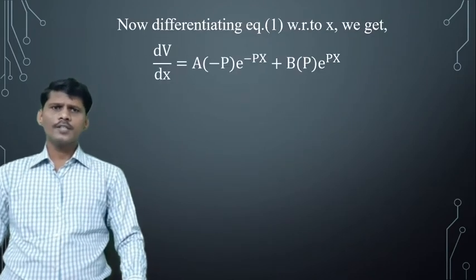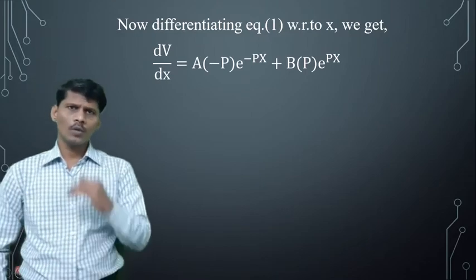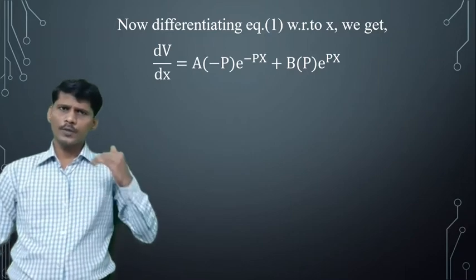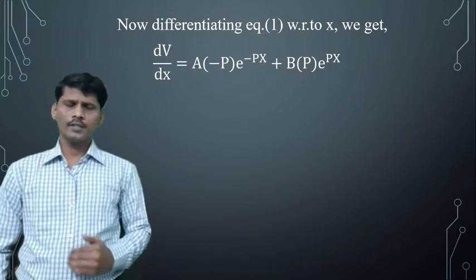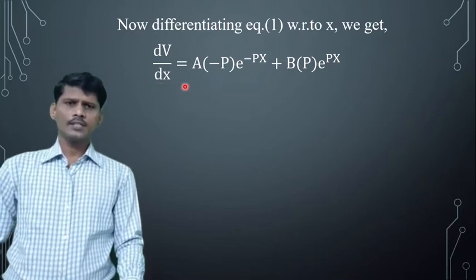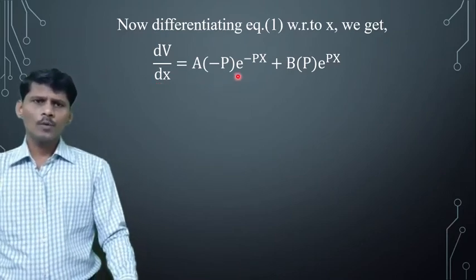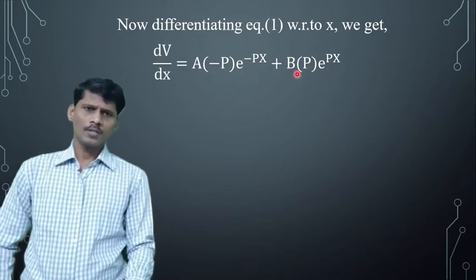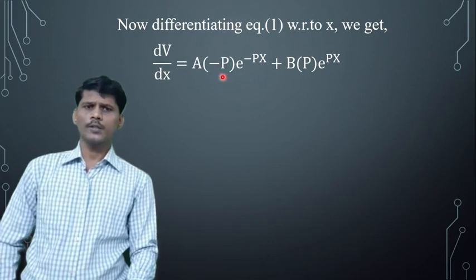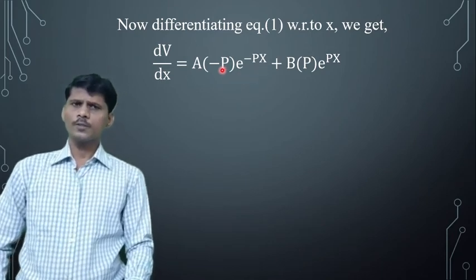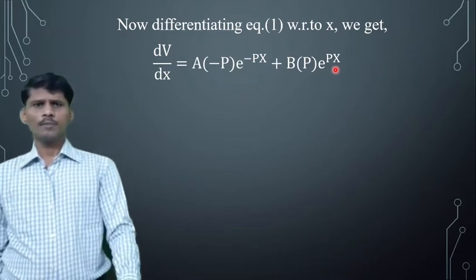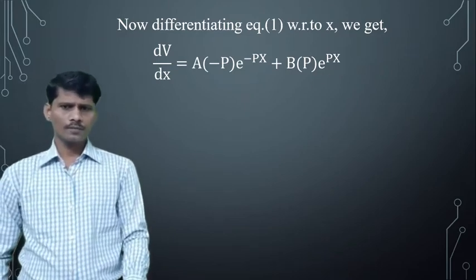So differentiating equation 1. What is equation 1? Voltage expression V is equal to A e power minus Px plus B e power Px. Differentiating equation 1 with respect to x, we get dV by dx is equal to A e power minus Px into minus P plus B e power Px into P. The derivative of e power minus Px is e power minus Px into minus P, and the derivative of e power Px is e power Px into P.